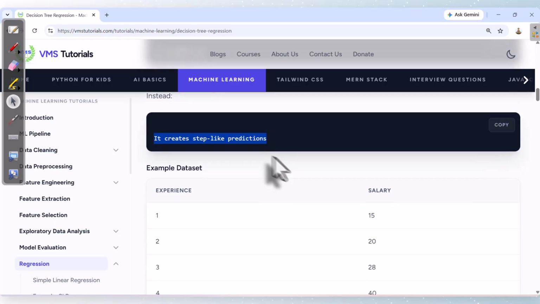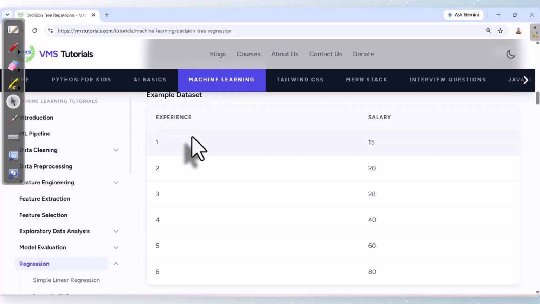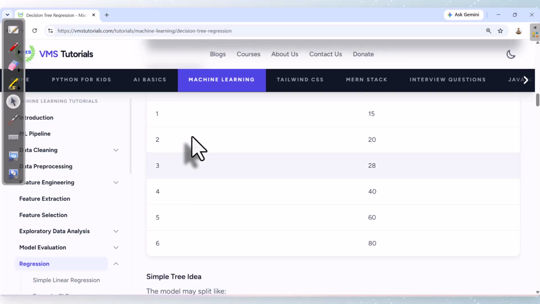Let's take one simple example data set. I have experience and salary. The experience is 1, 2, 3, 4, 5, 6 and the salary is 15, 20, 28, 40, 60 and 80. This is my input data set. I want to learn from this using decision tree regression and predict a new value based on the experience given.